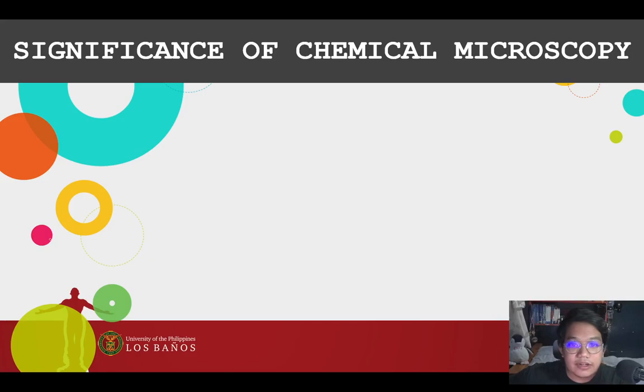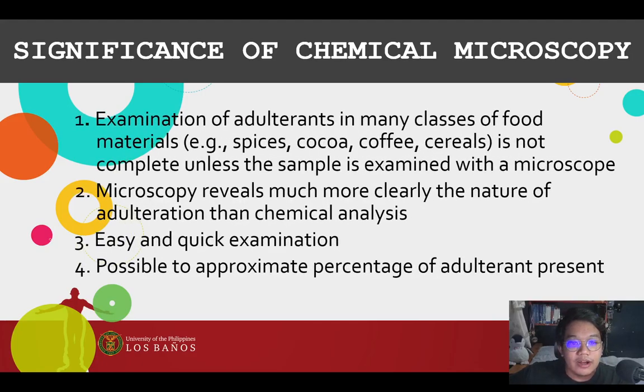So for the significance of chemical microscopy, first, we have the examination of adulterants. So yung adulterants natin will be discussed later on, but in this aspect, we examine adulterants in such a way that we can see them via microscope. And we can see the features of each granule that may differ from other specific features of granules that we can classify the part of that specimen as adulterants.